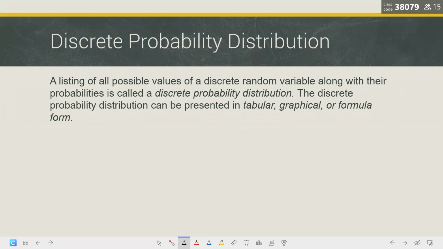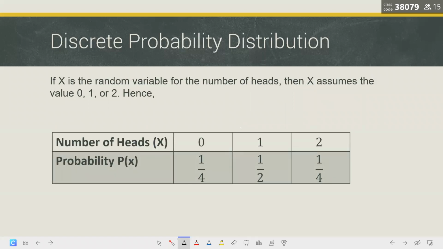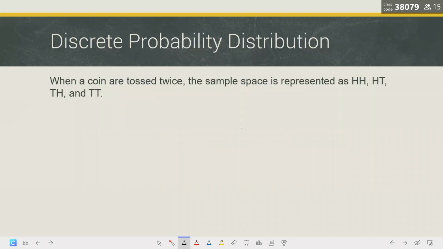Okay? So, what is a discrete probability distribution? A discrete probability distribution is a listing of all possible values of a discrete random variable along with their probabilities. The discrete probability distribution can be presented in tabular form, in a table, graphically using a histogram, or in formula form. Okay? So, we will be creating an illustration.